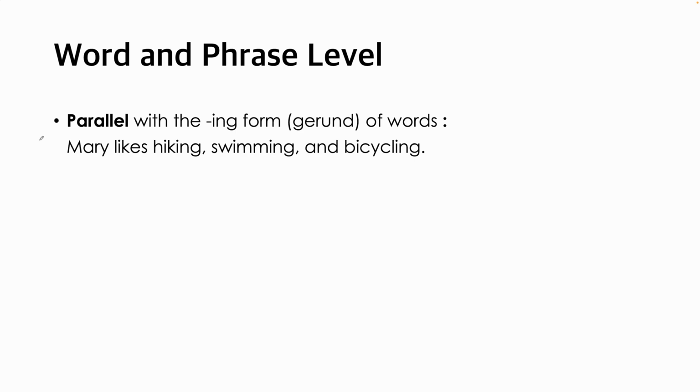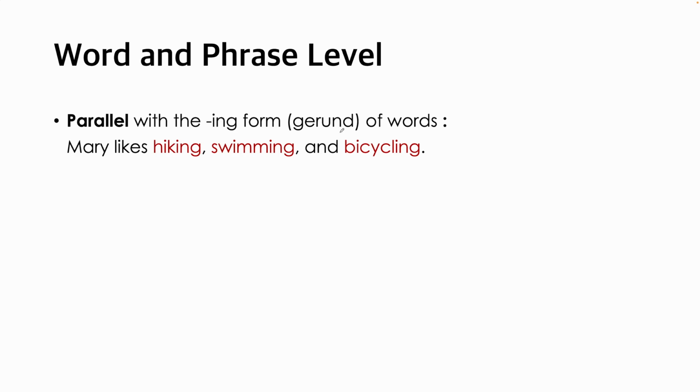So the first example is Mary likes hiking, swimming, and bicycling. So here there are 3 things that Mary likes: hike, swim, and bicycle. And the level of importance of these 3 activities are exactly the same. How do we know that? We do know that because they are conjoined by and. And doesn't make one more important than the other. And is simply introducing multiple items in a random order, right?